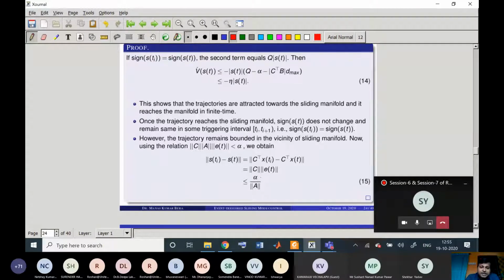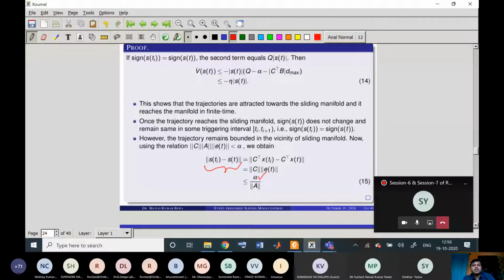Surprisingly, the steady state bound of the sliding surface does not depend on the sampling time, because here there is no concept of sampling time, it is event based. So it depends on the event parameter alpha, and not on the maximum bound of the disturbance. By choosing the parameter alpha, the steady state performance of the system can be guaranteed. Choosing alpha also affects the number of control executions, that is, the number of control updates.